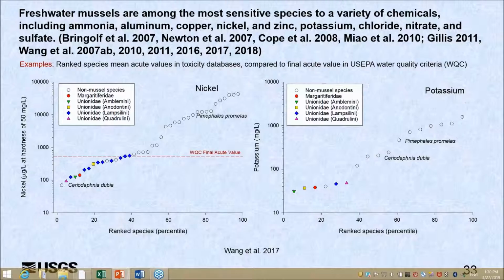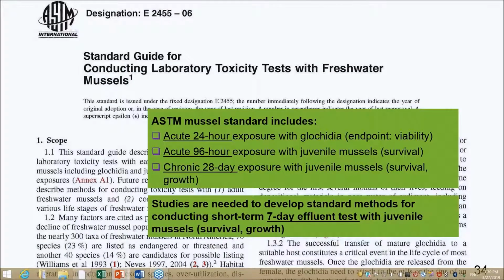So in 2005, the ASTM already published the standard method for acute and chronic studies with mussel, for example, the larvae Glochidia 24-hour test with the endpoint viability, and for the chronic study, focusing on survival and growth for 28 days. But there is no 7-day effluent test method focusing on survival and growth.